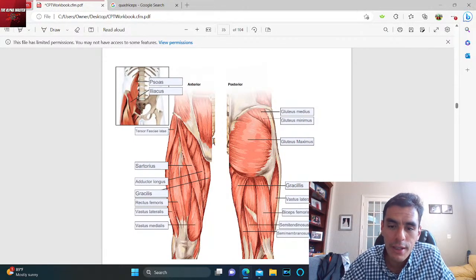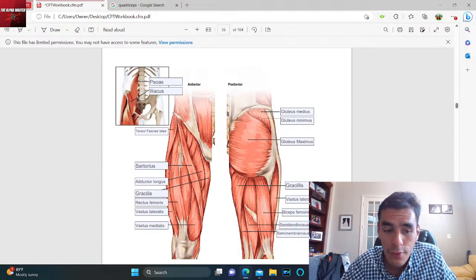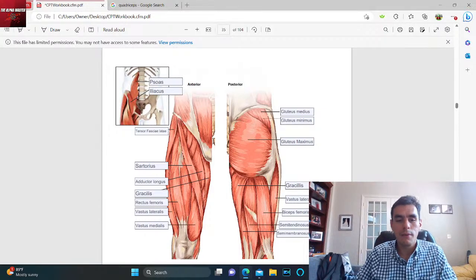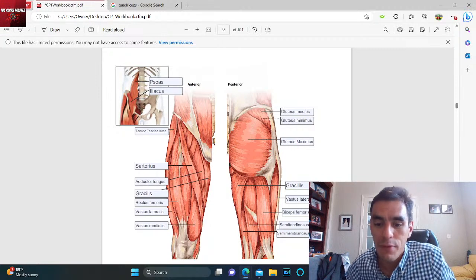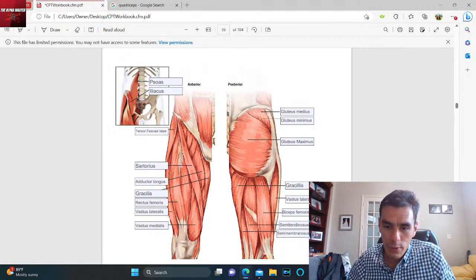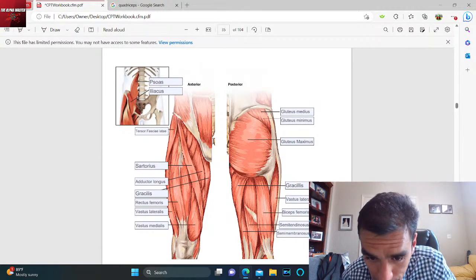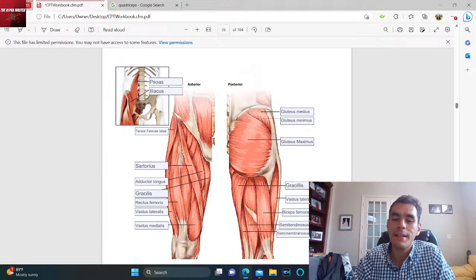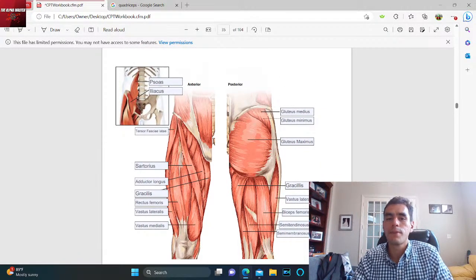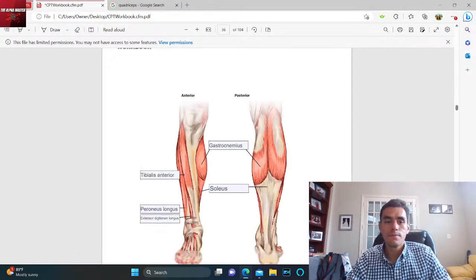You have the gracilis once again. You also have the vastus lateralis because it's lateral, so you also have it on the posterior side. You also have the biceps femoris in the hamstring muscles, then the semitendinosus and semimembranosus, part of the hamstring muscles, for the posterior side.